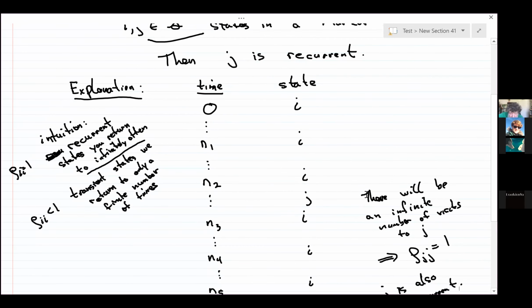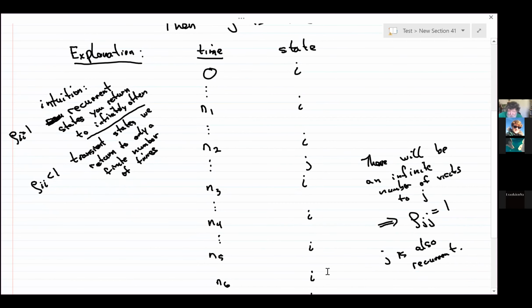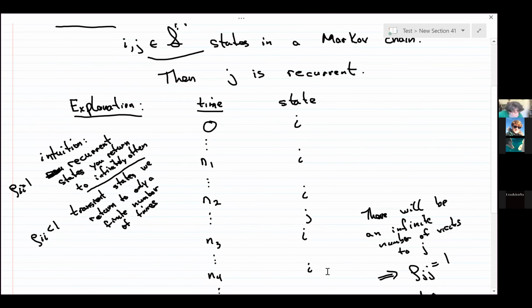Just to repeat it, because I is recurrent, you'll be visiting I an infinite number of times. Among those infinite number of visits of I, there will be an infinite number of visits to J, which means that J is also recurrent. Why? Because we think of something that's not recurrent as having only a finite number of times that you visit that state. Okay, this is the intuitive explanation.